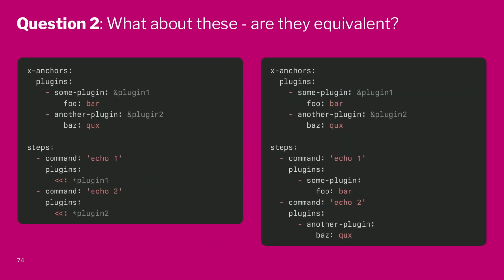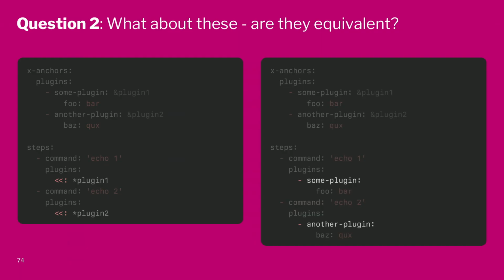But they were equivalent by Buildkite pipelines. And similarly, here's another question for you. Are these equivalent? To help you figure that out, I should point out that the double chevron there is called a merge key. It's similar to an anchor and an alias, but it basically copies the contents of the thing into a new mapping. And the answer is, again, no.